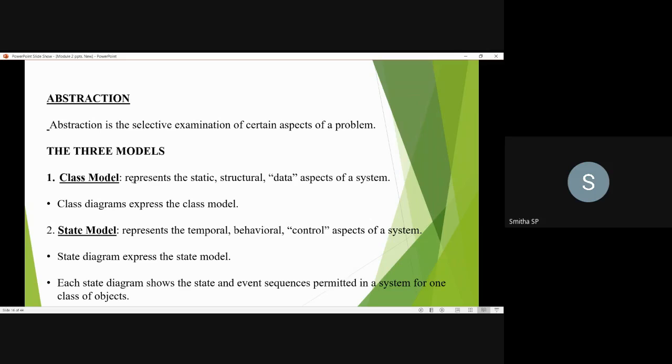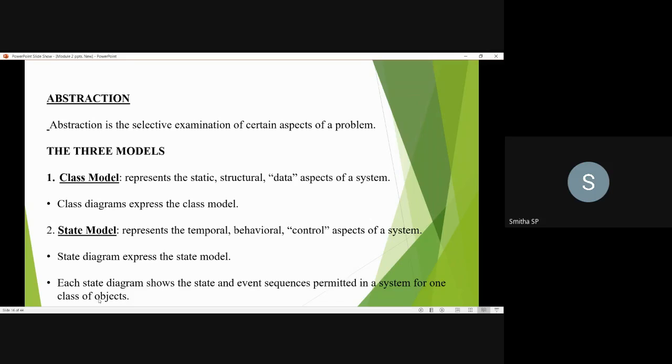Next, moving on to the next model, that is the state model. The state model represents the temporal, behavioral, control aspects of a system. State diagrams express the state model. Each state diagram shows the states and event sequences permitted in a system for one class of objects.